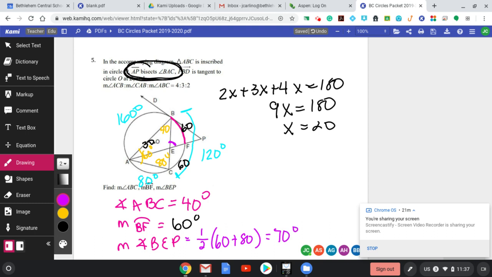Okay? So again, even if it's not asked, find a piece of the diagram, an arc especially. Remember, if you know the arcs, you're in good shape for these multi-part circle questions.